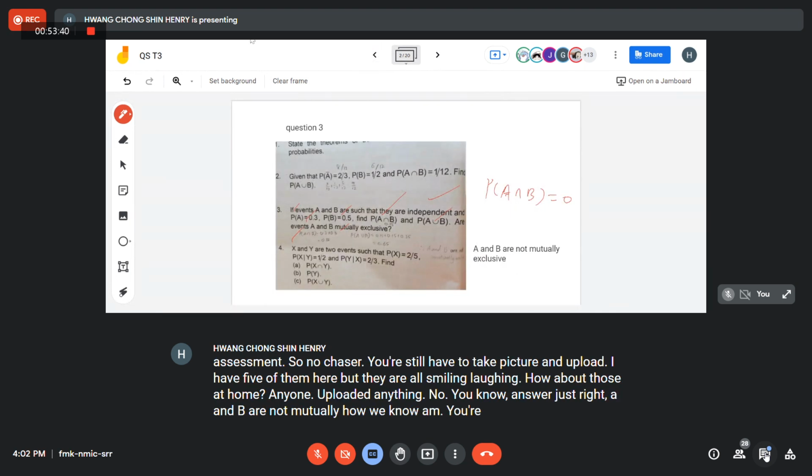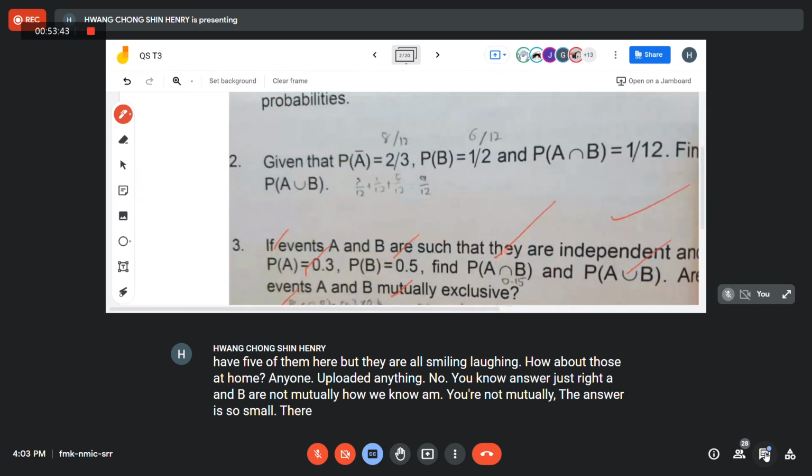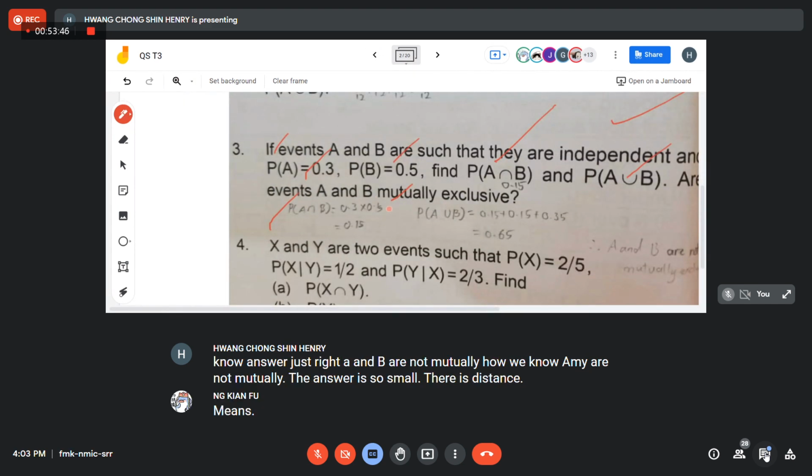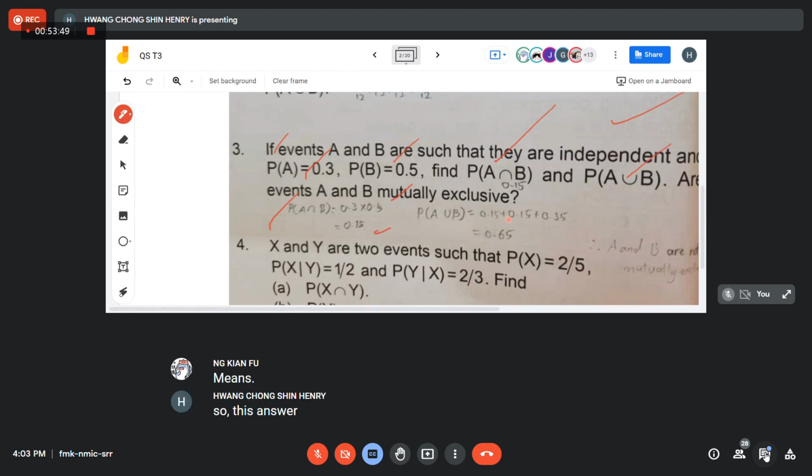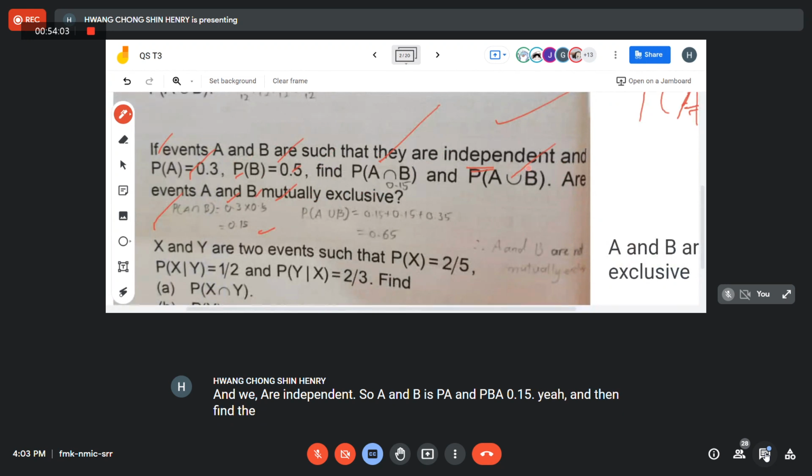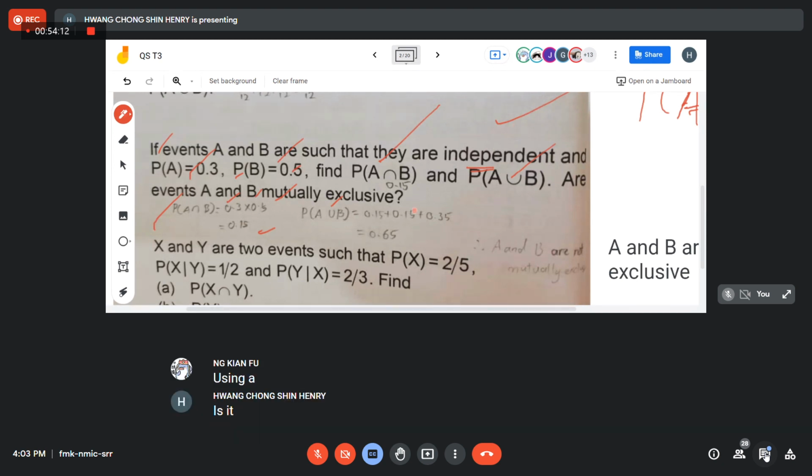Still no answer. Just write that A and B are not mutually exclusive. How do we know A and B are not mutually exclusive? The answer is so small there. Is this the answer? Me, sir. So this is the answer. A and B are independent, so P(A and B) is P(A) times P(B), 0.15. Okay, and then find P(A or B). What should we do? Are we using the mutually or non-mutually formula?